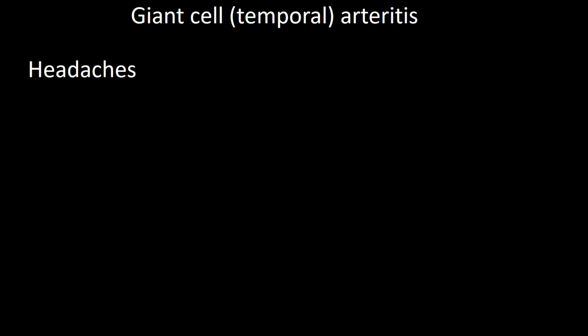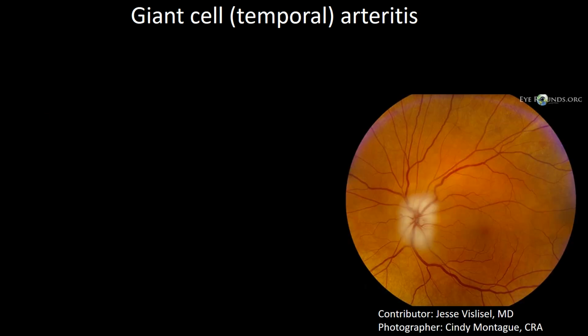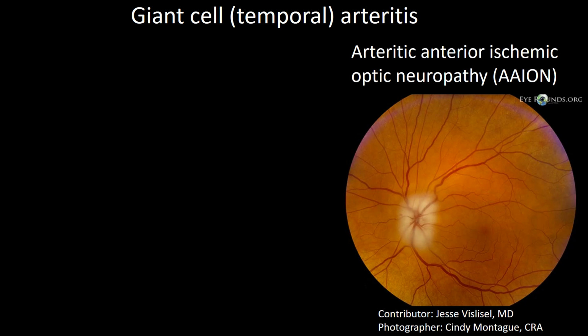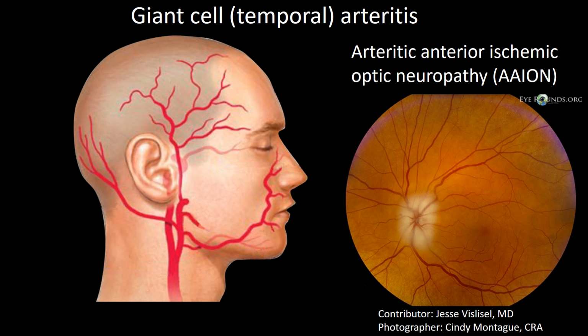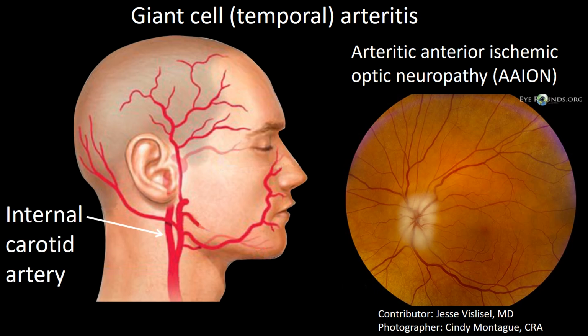The clinical findings in giant cell temporal arteritis are headaches, and the most feared one is blindness. Blindness is usually caused by arteritic anterior ischemic optic neuropathy. I have reintroduced the figure of the head circulation to show you the irrigation of the optic nerve and point out the location of the pathology in this condition. Here we have the internal carotid artery and the ophthalmic artery.